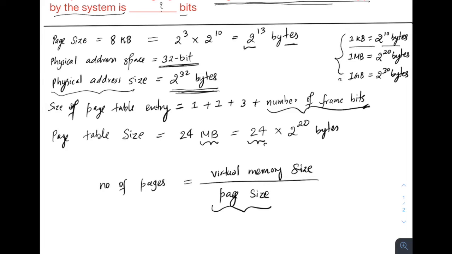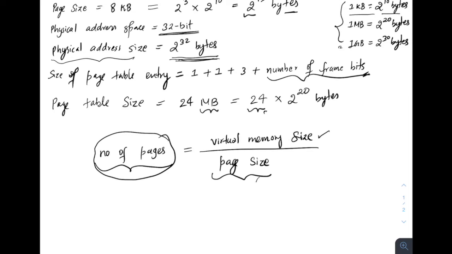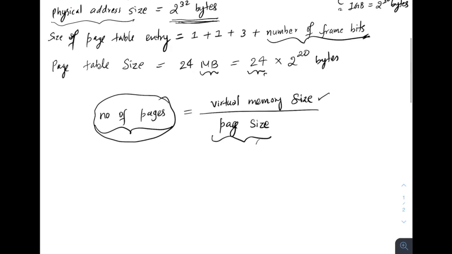We do not know. So we need to know the number of pages, because this we have to find, this we already know. So our main aim should be to find the number of pages. Let's see how we can find the number of pages. The only information given here is the physical address size, and you also know the page size. So at least from this you should understand that. Let me write one more formula.